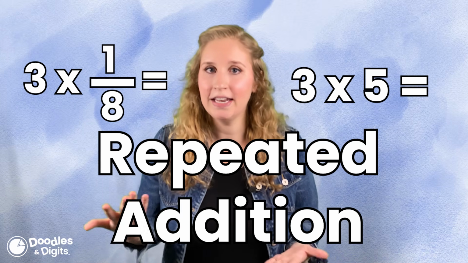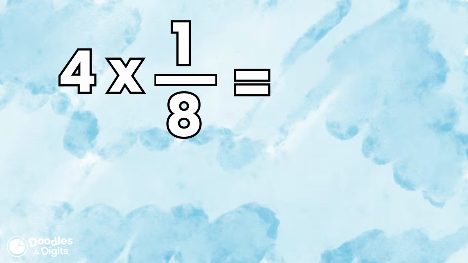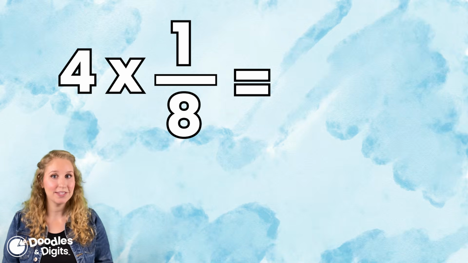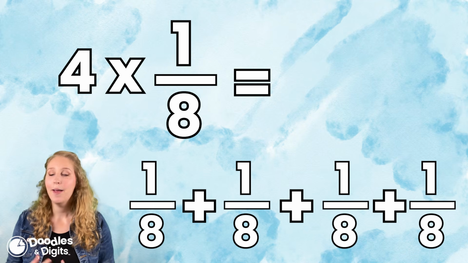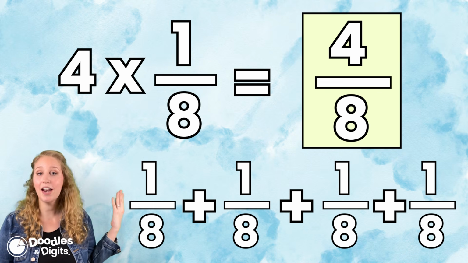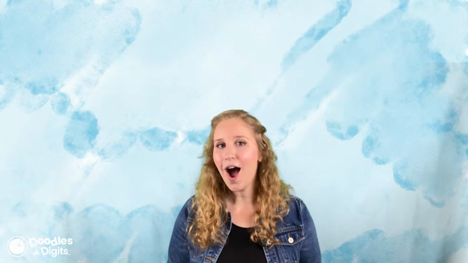When you're multiplying fractions by a whole number, it's similar to multiplying whole numbers. You could think about it as repeated addition. All right, let's see if we can solve this one with repeated addition. 4 times 1/8. So we're gonna add 1/8 4 times. 1/8 plus 1/8 plus 1/8 plus 1/8 equals 4/8. The denominator doesn't change.